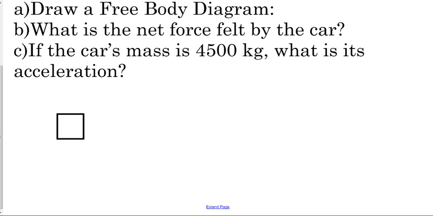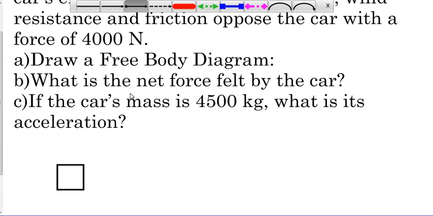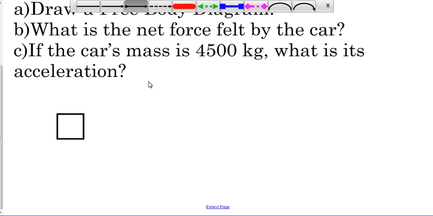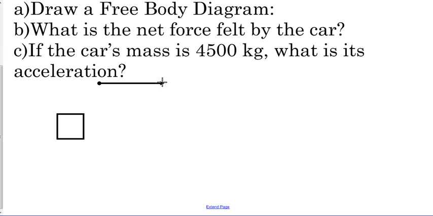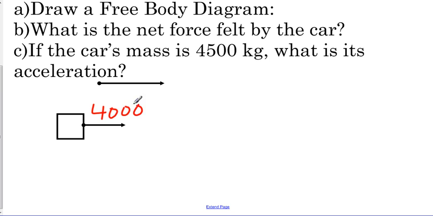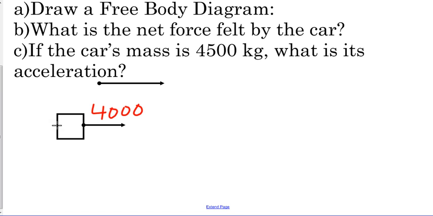So, free body diagram, we start with a box. And now we need to start adding our vectors onto this box. If we look at this, we are told that it moves forward at a speed of 40 meters per second. The car's engine applies a force of 4,000 newtons. Let's say that this car is traveling to the right, and so that's going to be our positive direction. The car's engine will apply a force of 4,000 newtons to the right. Let's go ahead and just write that in. So this is going to be 4,000 newtons. We also know that wind resistance and friction oppose that, and so it's going to be in the opposite direction with 4,000 newtons as well.